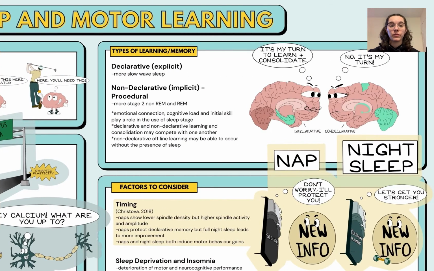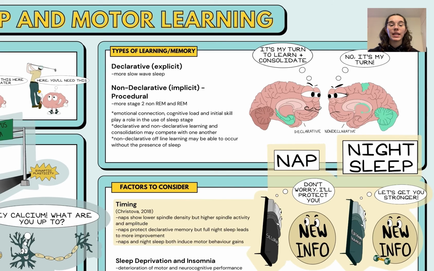In regards to types of memories, as we learned in class, there are 2 classifications for motor learning: declarative and non-declarative. Declarative and non-declarative memories or learning use different parts of the brain. Declarative learning utilizes the medial temporal lobe, while non-declarative, or more specifically procedural learning, uses more distributed neural circuits such as the sensory motor cortex, cerebellum, and basal ganglia.